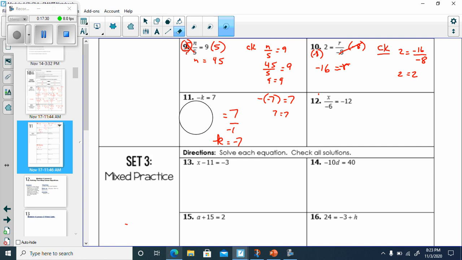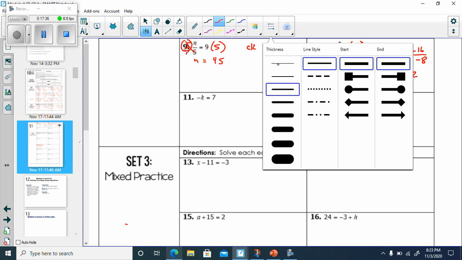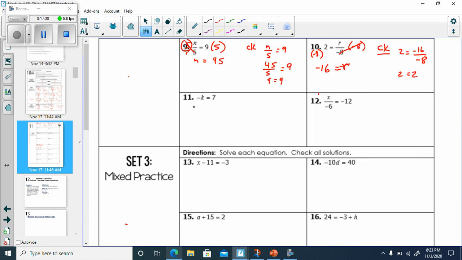Now let's look at this one. This one is probably going to be confusing for you. I just want to make sure you remember something, because there's nothing in front of the k but a negative symbol. When we have that, we realize that's 1k. So that's negative 1k is equal to 7. To solve for k, I divide both sides by negative 1, and k is equal to negative 7.